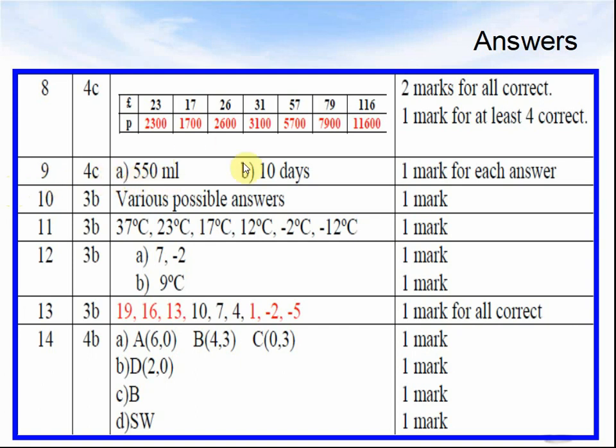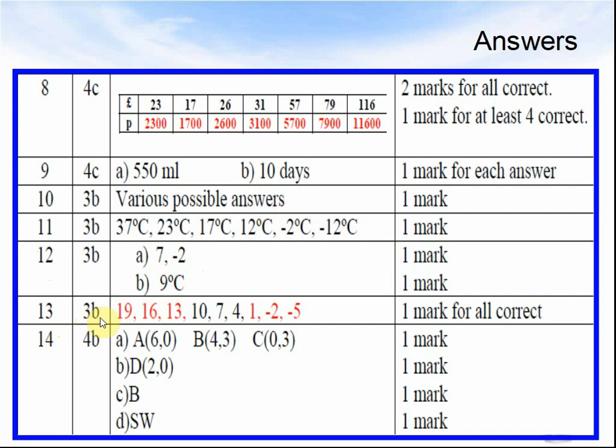550 milliliters and B is 10 days. 10 has various possible answers, so you'd have to check with your teacher or your colleagues. Number 11. List of the order of the temperatures: 37 degrees, 23 degrees, 17 degrees, 12 degrees, minus 2 degrees, minus 12 degrees. 12. A, 7 and minus 2. B is 9 degrees centigrade.